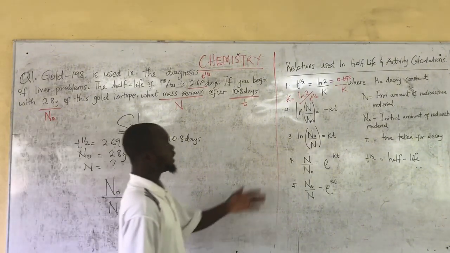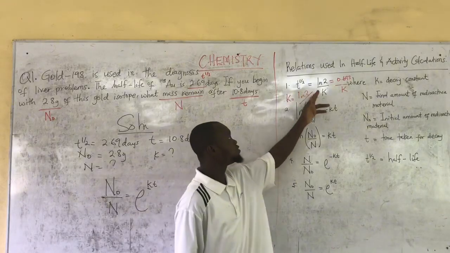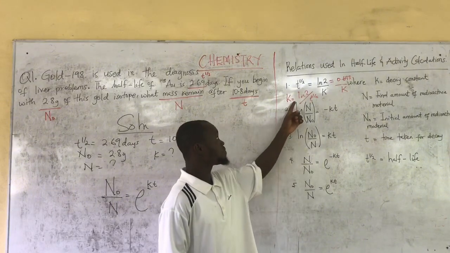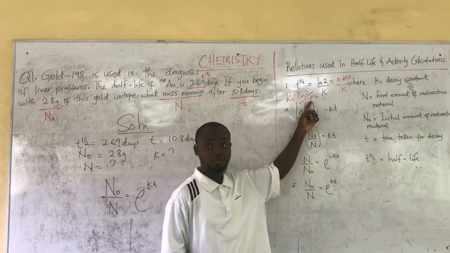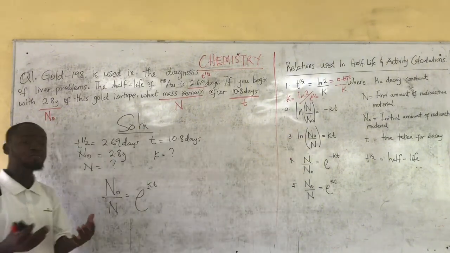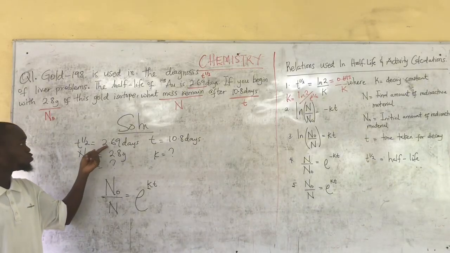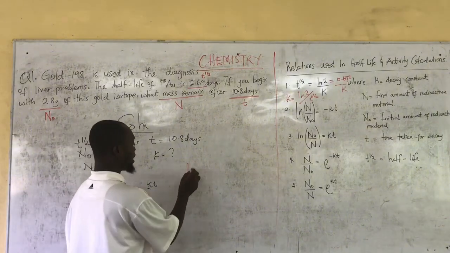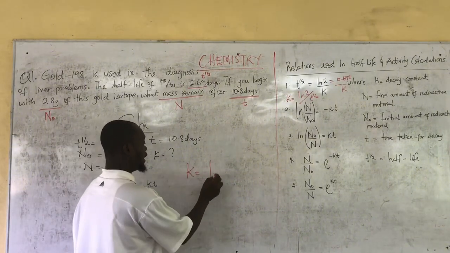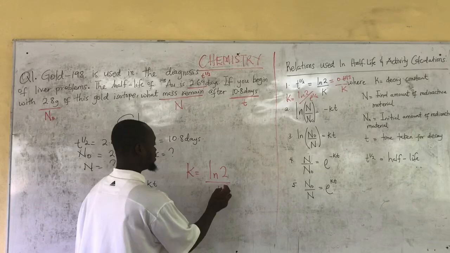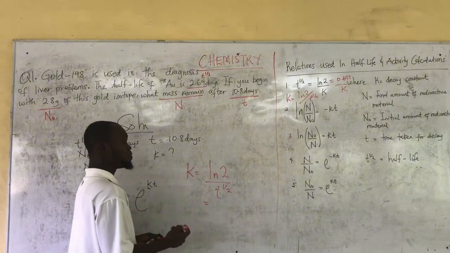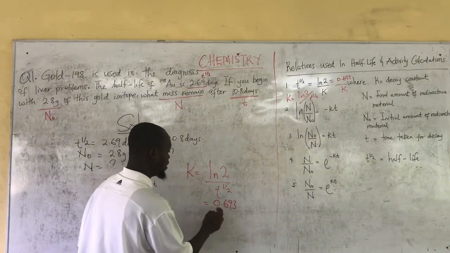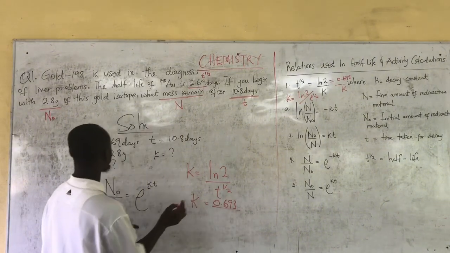So from the first relation, that is T half is equal to ln 2 on K, we can equally make K the subject once we know the half-life. So K becomes ln 2 on T half, that is the half-life. And indeed, in the question we're given the half-life, and that is 2.69 days. Is that okay? So now let's calculate for K. So our K will be equal to what? Ln 2 on T half. So we can approximate ln 2 to 3 places of decimal to be equal to 0.693 divided by T half. And what is our T half?